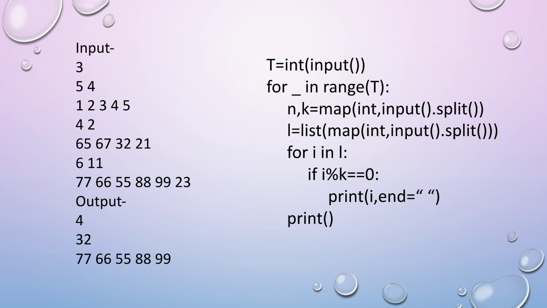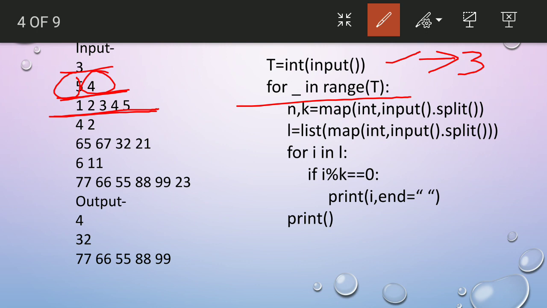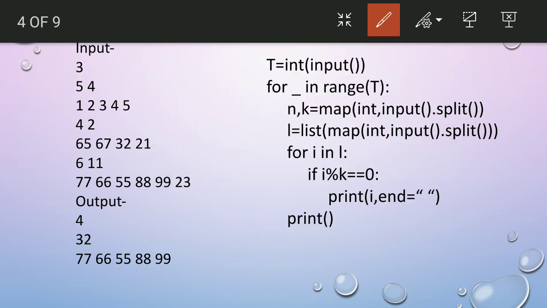So in this question, what's the input and what the output we want, I will tell you. First the test case. Then in this question we are taking two variables. One is n, that is the size of the list, that is 5 is the size of the list, and 4 that will be placed in k. Same here, t is equal to 3 we have taken for the number of test cases, and we will iterate the loop for 3 times. Then 5 comma 4 we are taking n comma k.